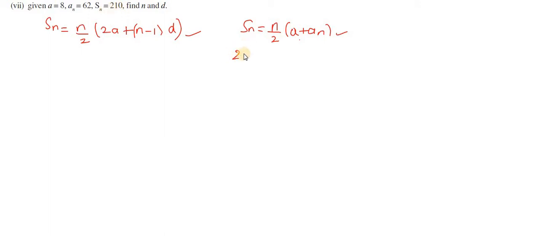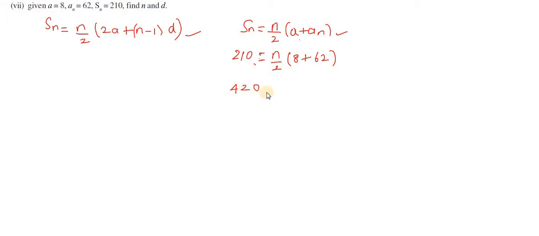So I told you these formulas are useful in some problems. So for this problem, we can use this formula. Here Sn is 210. So n by 2 into (a value 8 plus an value 62). Now cross multiply this. 210 into 2 is 420.